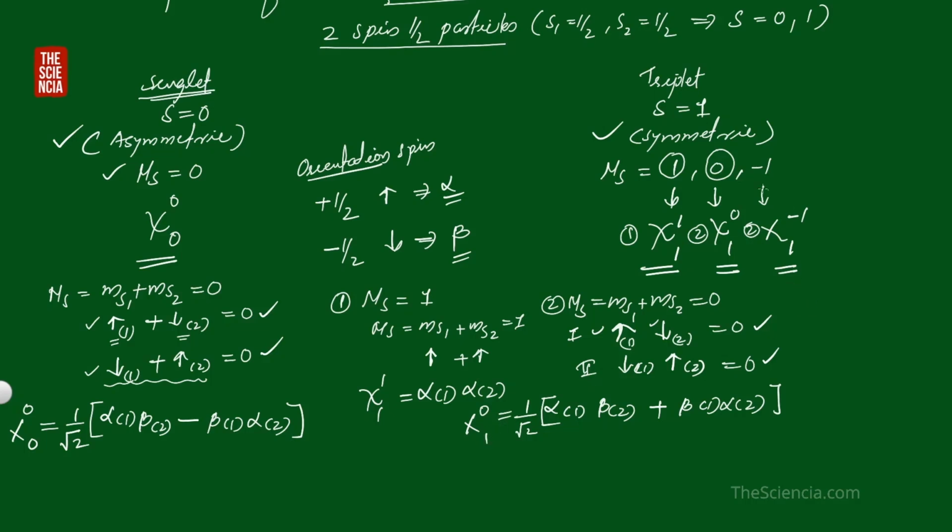Now we have to consider the third case, that is ms value is equal to minus 1. That is, we know ms1 plus ms2 is equal to minus 1. So the possible combination is, this will be down and this will also be down. The first particle and the second particle are in spin down state, right? Okay, so we can represent the states as beta of 1, beta of 2. That is represented by chi 1 minus 1, right? So these are the 4 states.